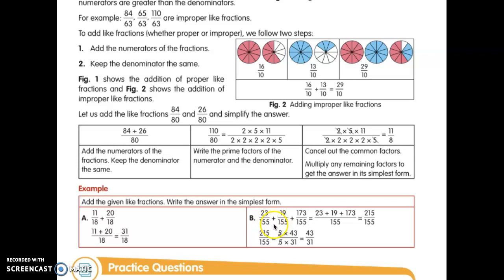The second one, let's say, is 23 over 155 plus 19 over 155 plus 173 over 155. You add the numerators, so you will get 215 over 155. Since both numerator and denominator are divisible by 5, we can change 215 to 5 times 43 and 155 to 5 times 31. Cancel out the 5, so you will get 43 over 31.